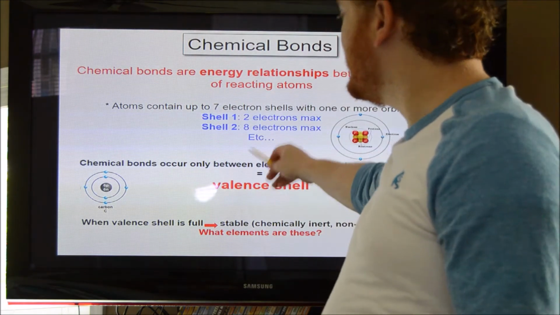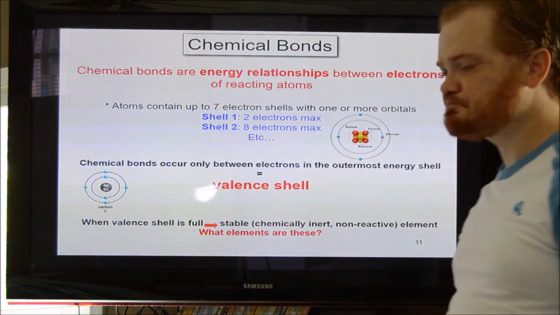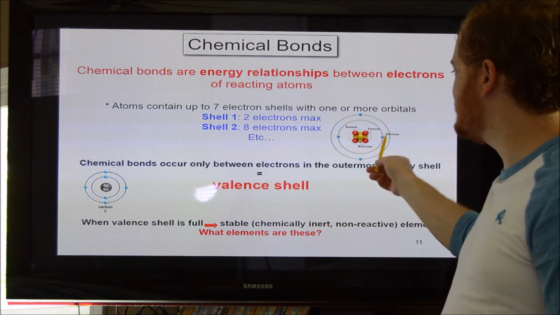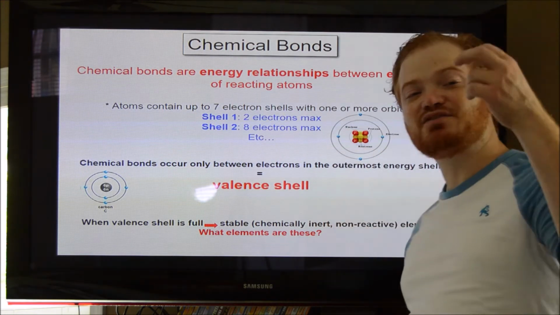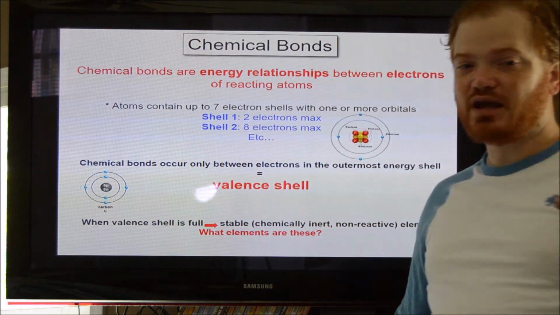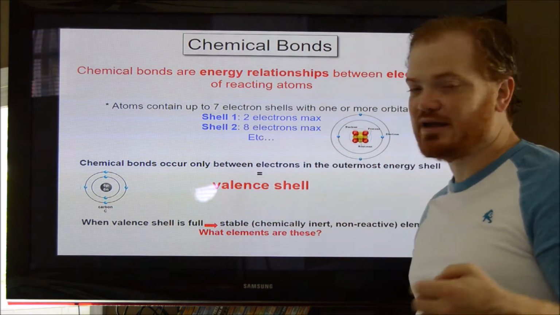Okay? Now, in the realm of valence shells, or just energy shells overall, the first energy shell of an atom can contain a maximum of 2 electrons. Okay, a max of 2 electrons. If it's got 2 electrons in its first energy shell, it is happy.